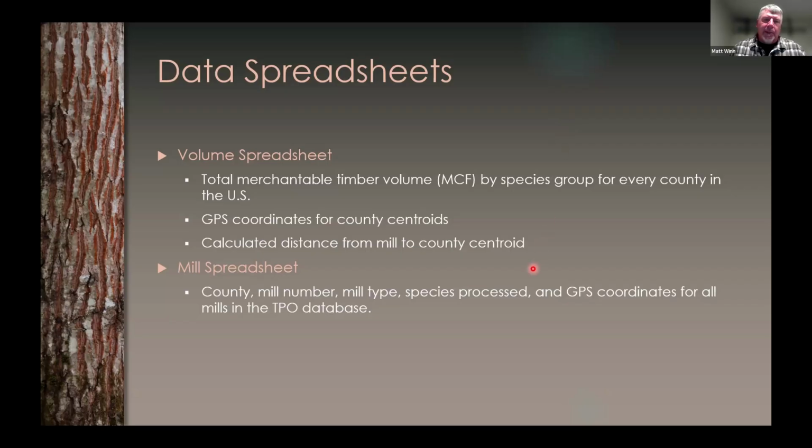And then the second spreadsheet, it's a mill spreadsheet. So this is for every mill that's in our TPO database. It lists the county where the mill resides, the mill number, which is a number we assign to the mill. It's unique within every state. Mill type, species processed, and then the coordinates. So I'll show you on the next slide how this mill spreadsheet is incorporated.